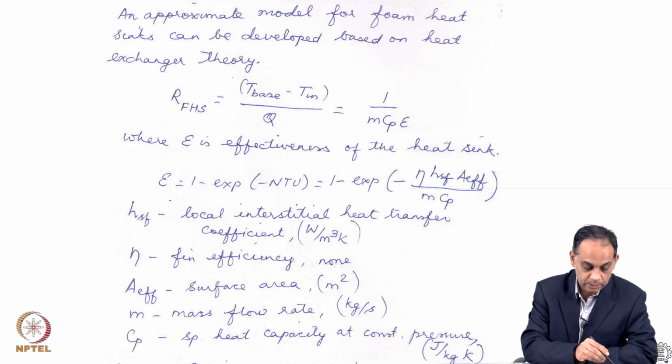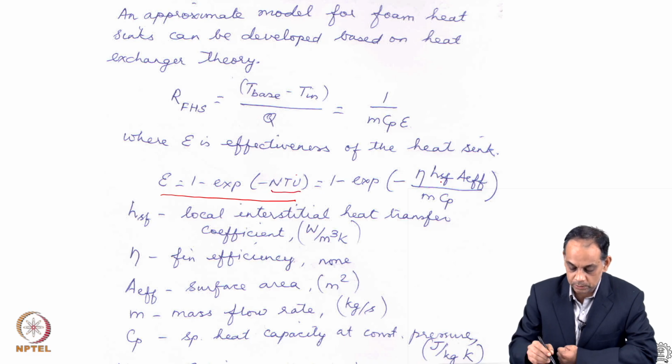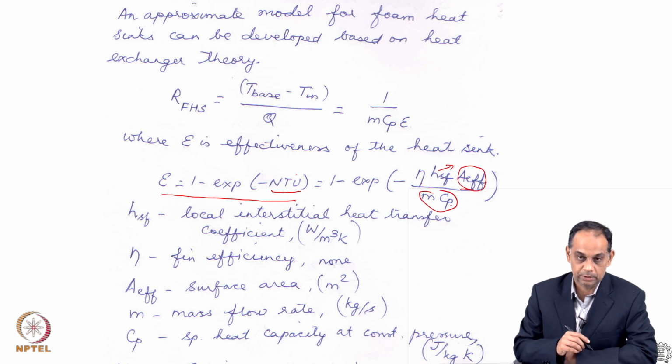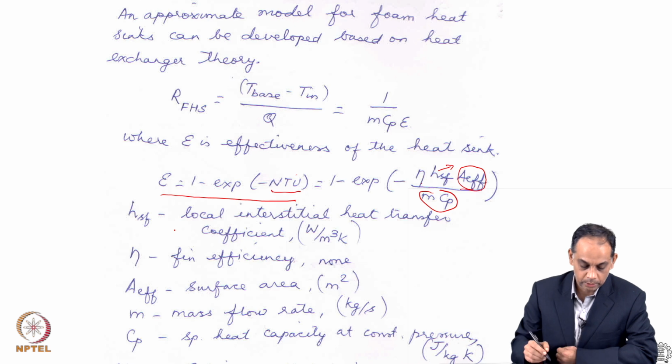The effectiveness, as we discussed previously, is nothing but 1 minus exponential of minus NTU. NTU is the number of transfer units, and the number of transfer units is eta into h_sf, the heat transfer coefficient, and the area, the surface area, is A effective, divided by m dot Cp, which is your mass flow rate times Cp, the specific heat. This h_sf is called the local interstitial heat transfer coefficient.